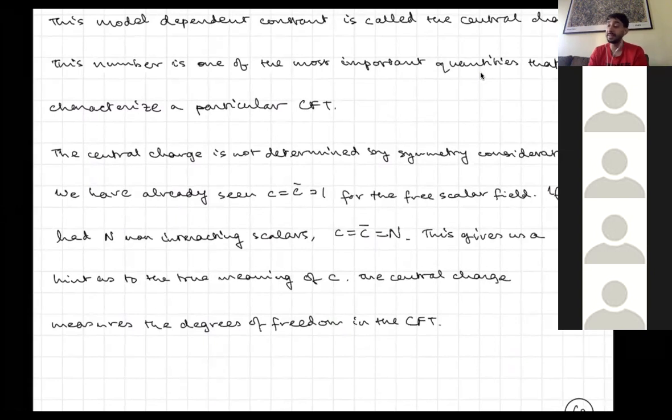We have already seen that this number is equal to 1 for free scalars. Now, if you have n number of non-interacting scalars, the central charge just adds up to give you n. And this gives a hint to the true meaning of c. The central charge is going to actually capture what the degrees of freedom in a CFT are. We will see this again and again in a more clear way as we go ahead.